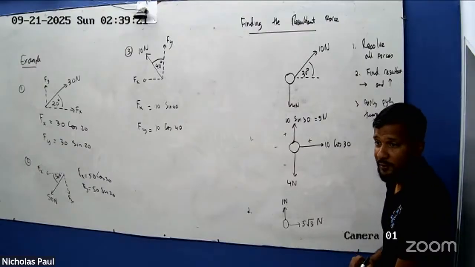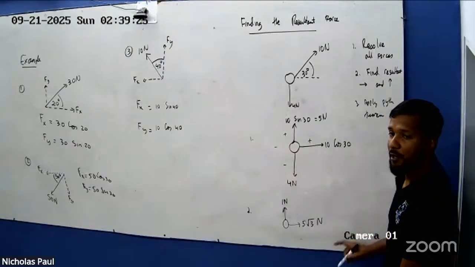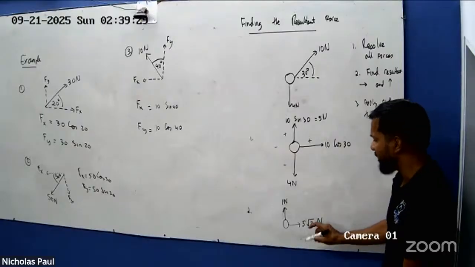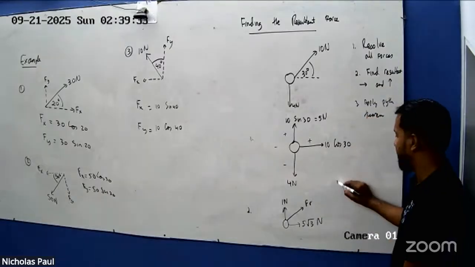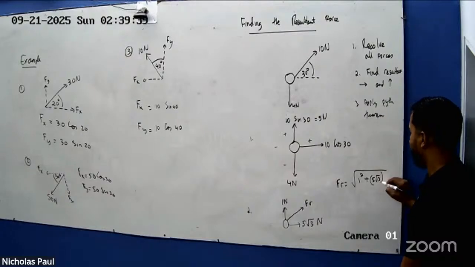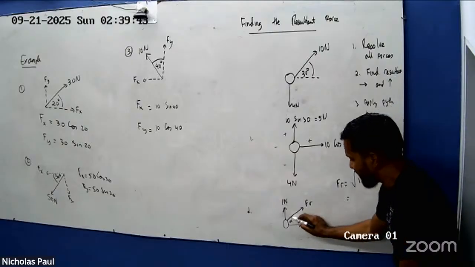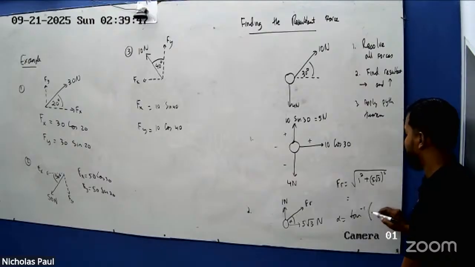Everybody okay with that? When I reach here now, how do you find the resultant? Where is the resultant actually? Here, right? Now is where we use Pythagoras. So the resultant will be the square root of 1 squared plus 5 root 3 squared. And then you need an angle because it's a vector quantity. The angle will be tan inverse opposite over adjacent, right?